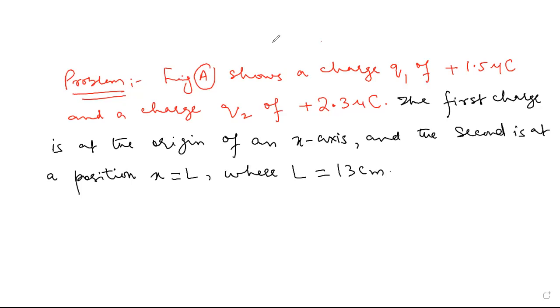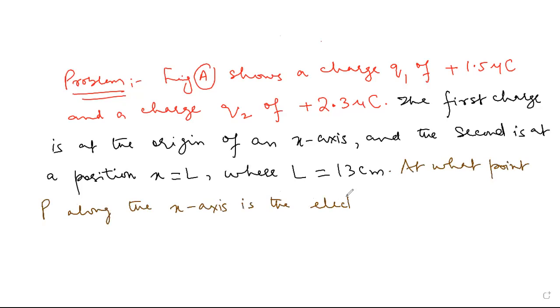Then the question says, at what point P along the x-axis is the electric field zero?